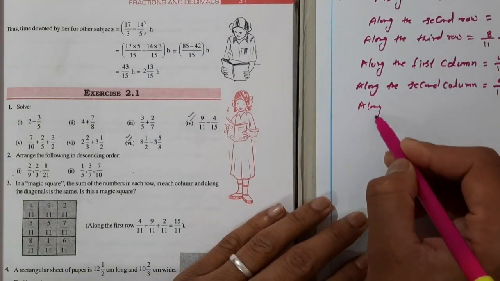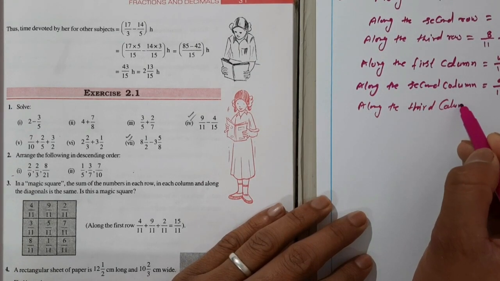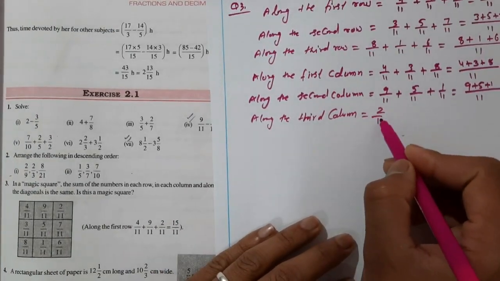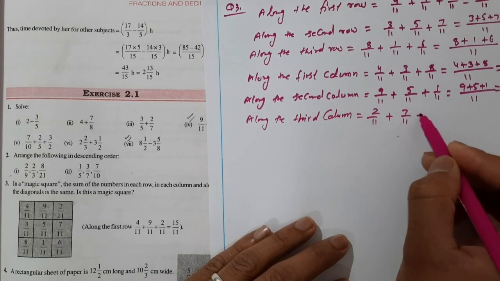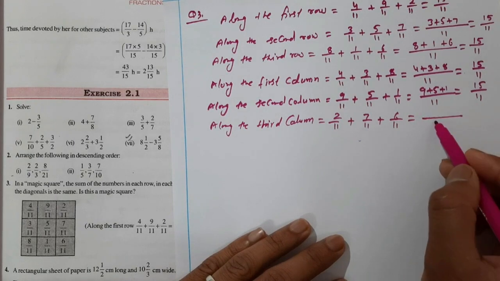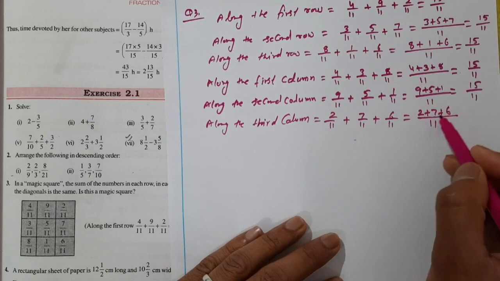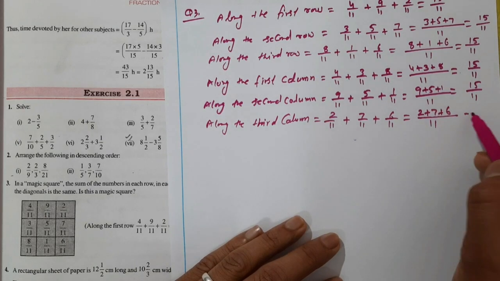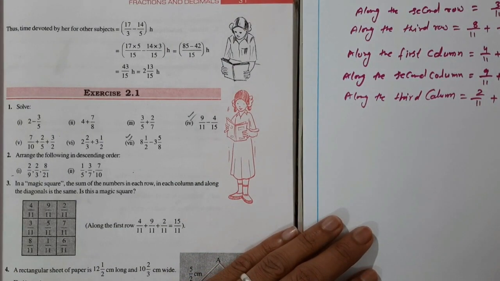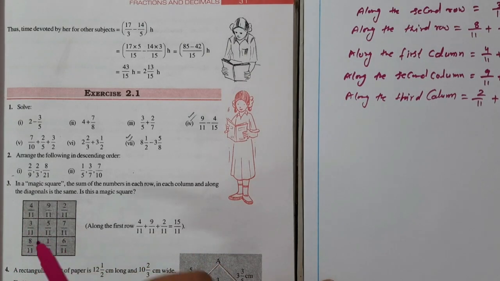Next, along the third column, equal to, the third column is 2 upon 11 plus 7 upon 11 plus 6 upon 11. Now denominators are 11, so the sum of numerators 2 plus 7 plus 6, 2 plus 7 is 9, 9 plus 6 is 15 upon 11. Now the first diagonal, here for the first diagonal we can take this one or this one.